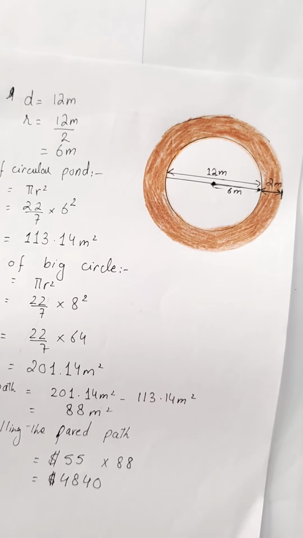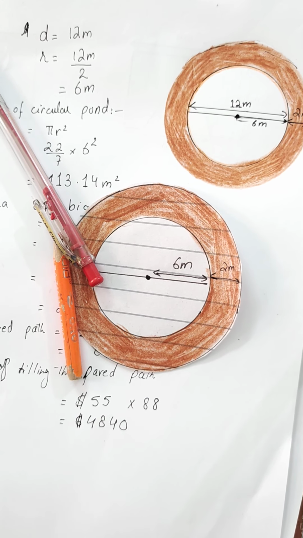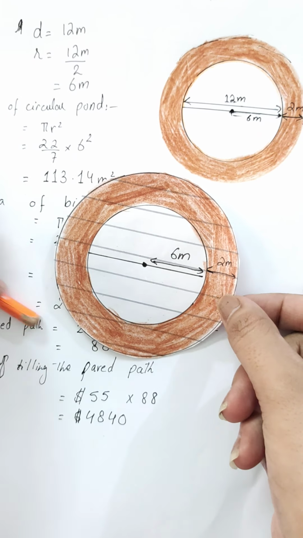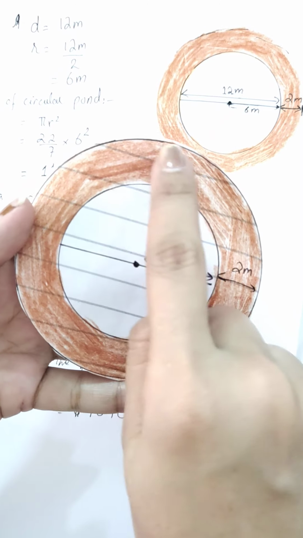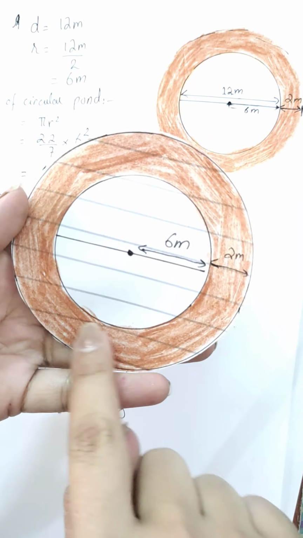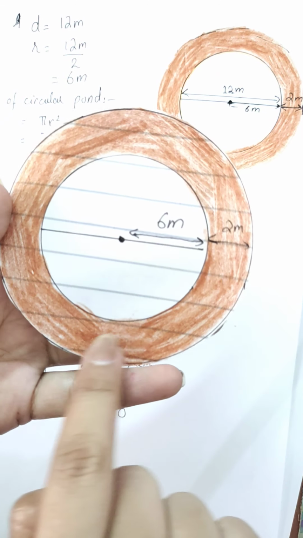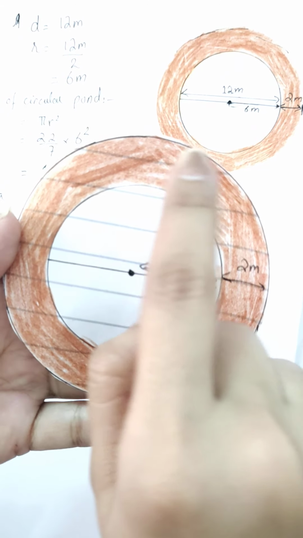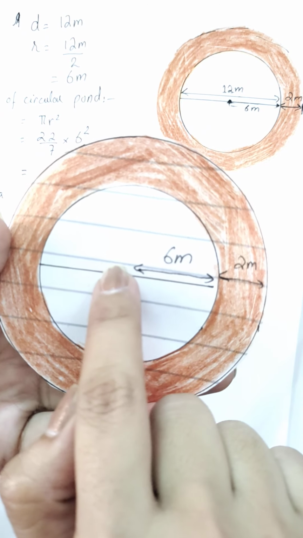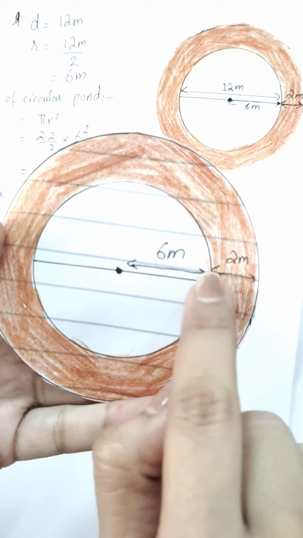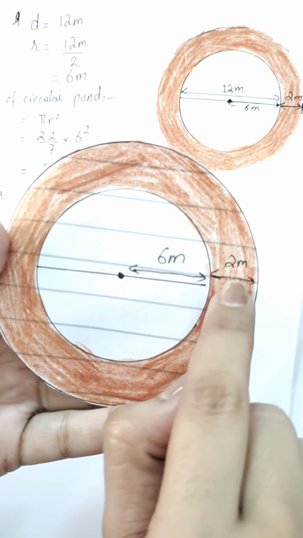Okay, let's move to the summary of this solution. Our question is, we have to find the area of a paved path. The brown color shows the paved path. We have to find the area of the paved path which surrounds the circular pond. This is the circular pond, and the radius of the circular pond is 6 meters, and the width of the paved path is 2 meters.